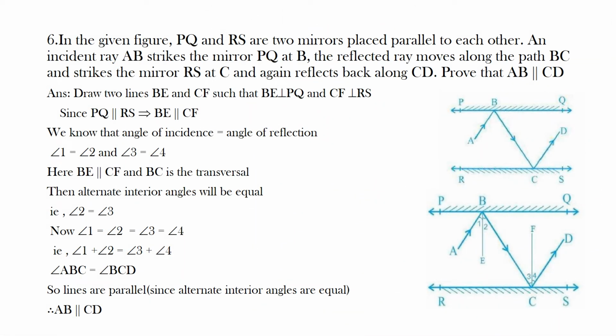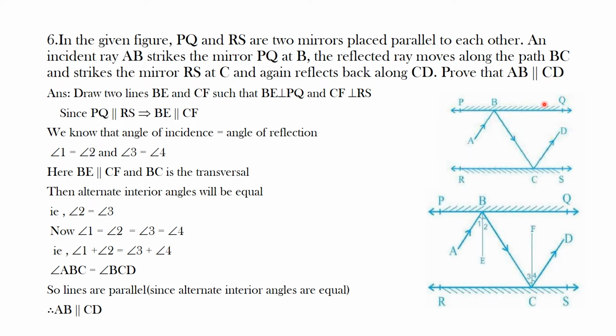Question number 6. In the given figure, PQ and RS are two mirrors placed parallel to each other. An incident ray AB strikes the mirror PQ at B. The reflected ray moves along the path BC and strikes the mirror RS at C and again reflects back along CD. Prove that AB is parallel to CD.